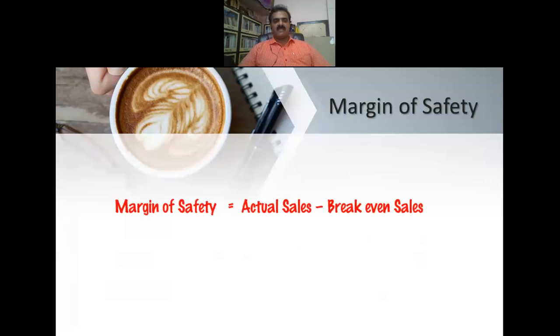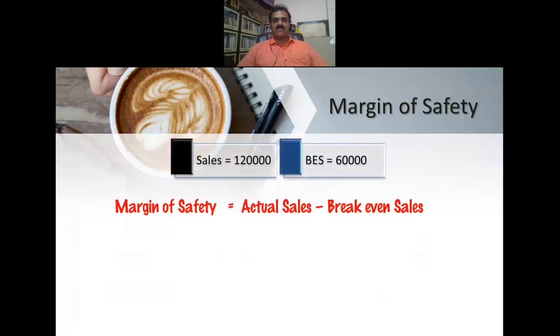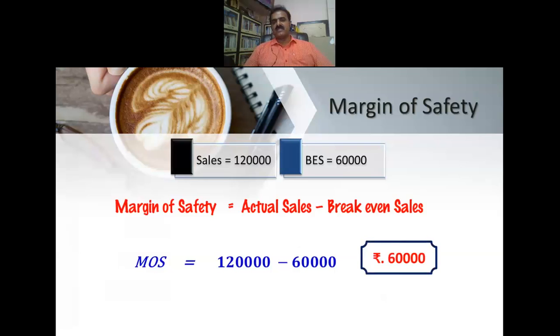Third sub question, you need to calculate margin of safety, where margin of safety equals actual sales minus break-even sales. Actual sales you have calculated as 1,20,000 rupees. Break-even sales just now you have calculated as 60,000. Therefore, 120 minus 60, you will get 60,000 rupees as margin of safety.